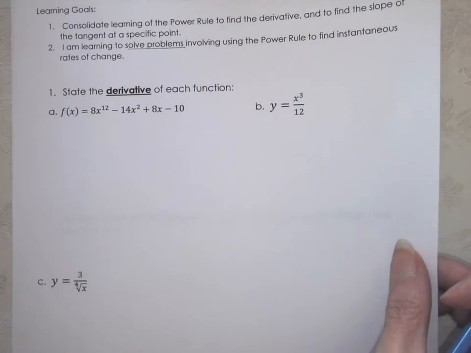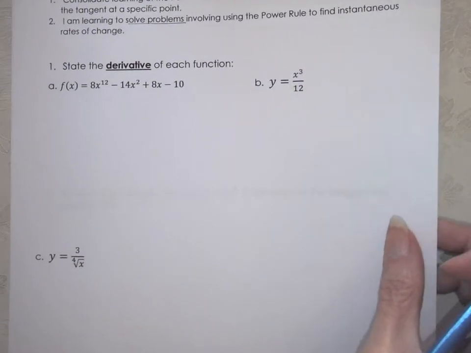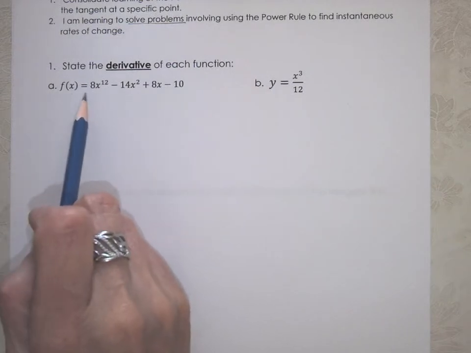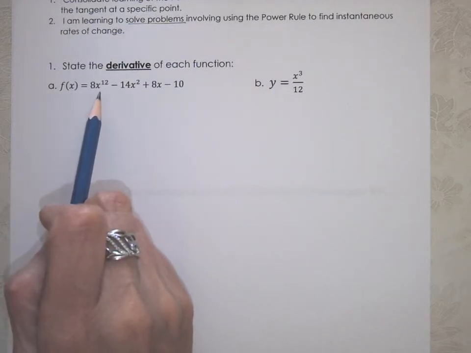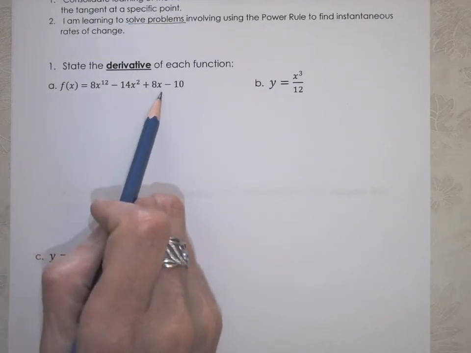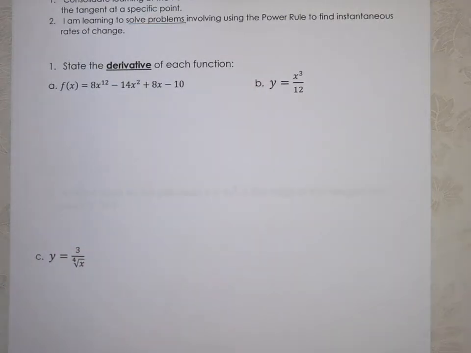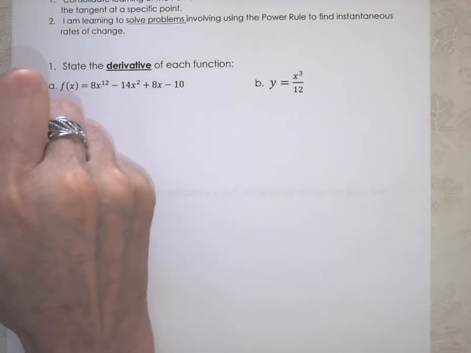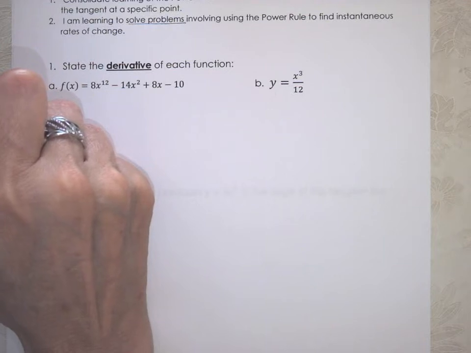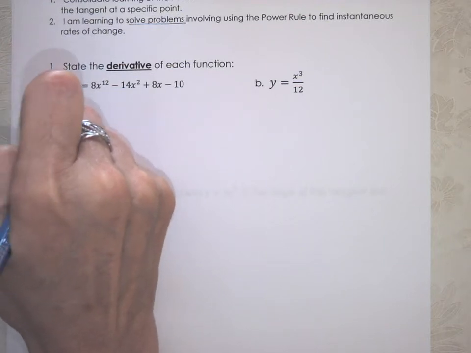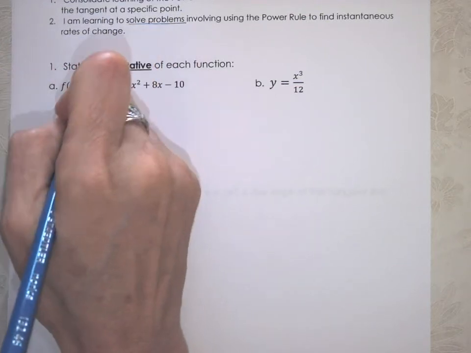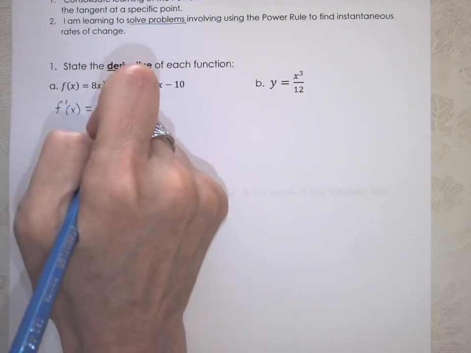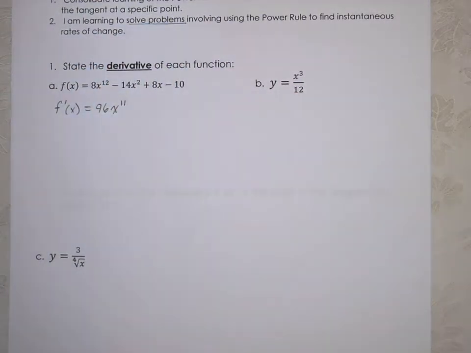So our first question: state the derivative of each function. They're giving us the function f of x equals 8x to the power of 12 minus 14x squared plus 8x minus 10. Using the power rule and the sum rule, we can find f prime of x. It's going to be 12 times 8, which is 96, x to the 11th, reducing the exponent by 1.